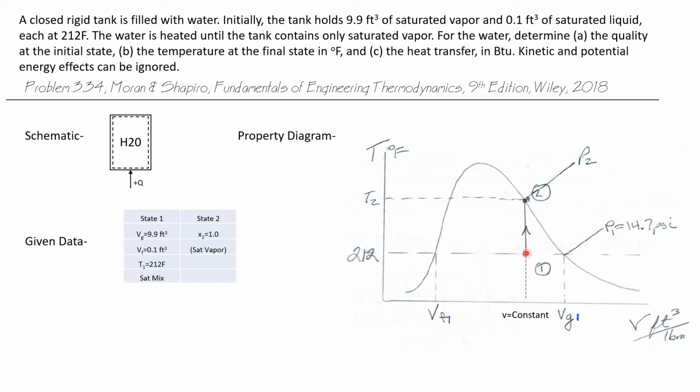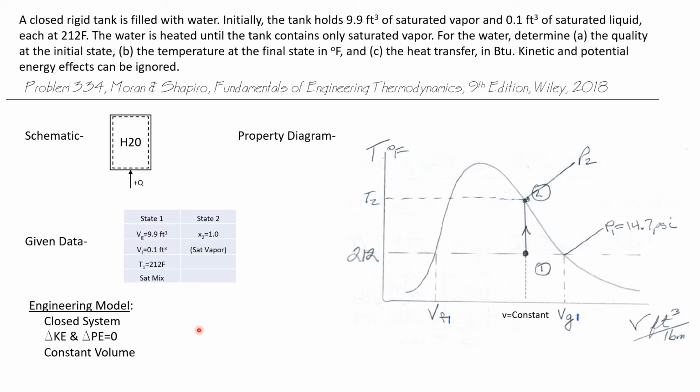We know that the heating process takes place at constant volume, and more specifically, constant specific volume, because the tank volume is constant, and being a closed system, the mass in the tank is also constant. So this process will be plotted as a vertical line at constant specific volume until we reach the saturated vapor line, and that's where state 2 is. It's at the same specific volume as state 1, and it's a saturated vapor, at some unknown pressure, P2, and some unknown temperature, T2. We're going to have to find out what T2 is.